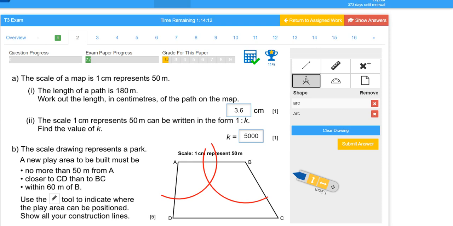The last one is closer to CD than BC. That is something we certainly haven't taught you. Probably wouldn't teach that until possibly year 10.